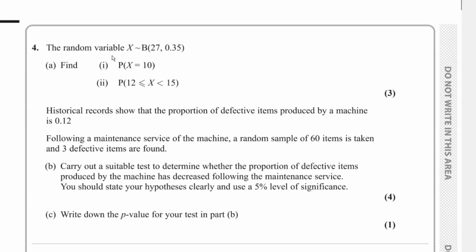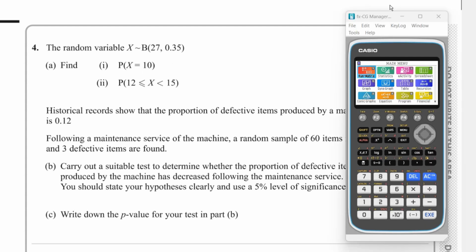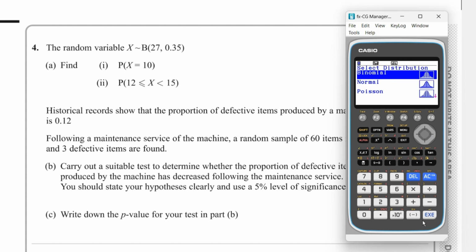Question number 4. The random variable x, which is binomially distributed with parameters 27, 0.35. Part A, for the first part, find the probability that x equals 10. From the main menu of your calculator, let's go to the distribution sub-menu. We have a binomial distribution. The type we have is an x equals. That corresponds to this option here, so click F4.